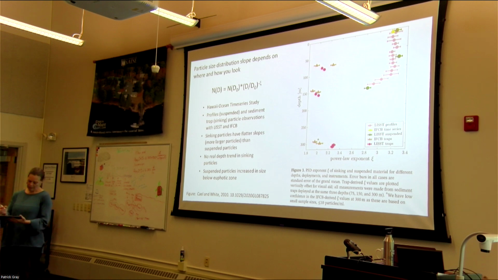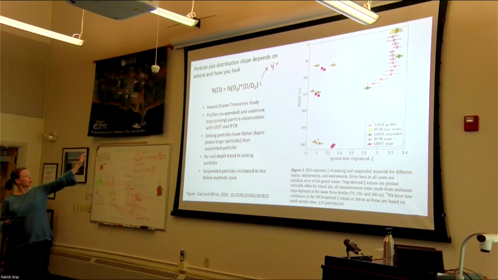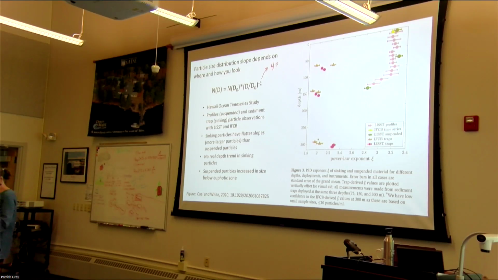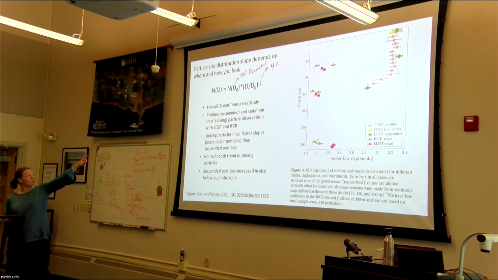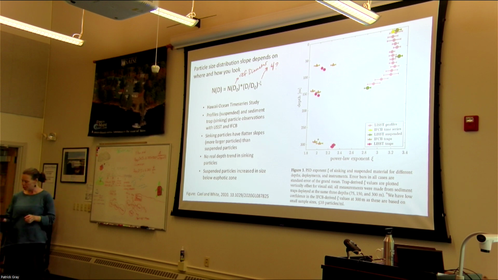Okay, also this particle size distribution slope. Again, the canonical assumption would be that value would be 4, right? So we model the number of particles as equal to the number at a reference diameter, times the ratio of the diameter to the reference diameter raised to the power -4. That's what might actually fit to our particle size distribution data.